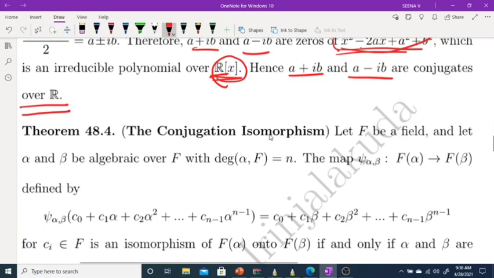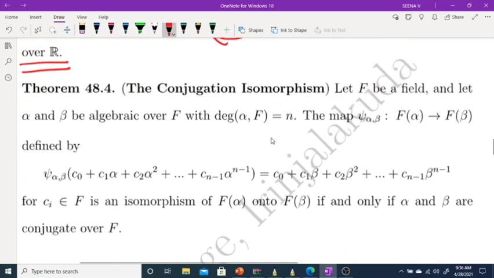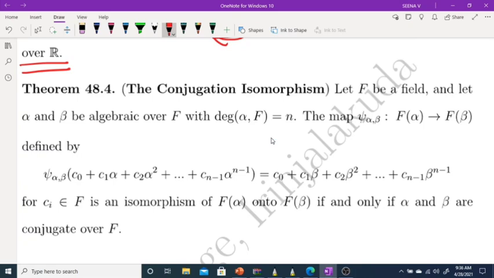Now, moving to the next theorem, the conjugation isomorphism theorem. This is a very important theorem, and the proof is also important. The statement we are also using in our next classes too. So moving to the statement. Let F be a field, and let alpha and beta be algebraic over F with the degree of alpha over F equal to n.